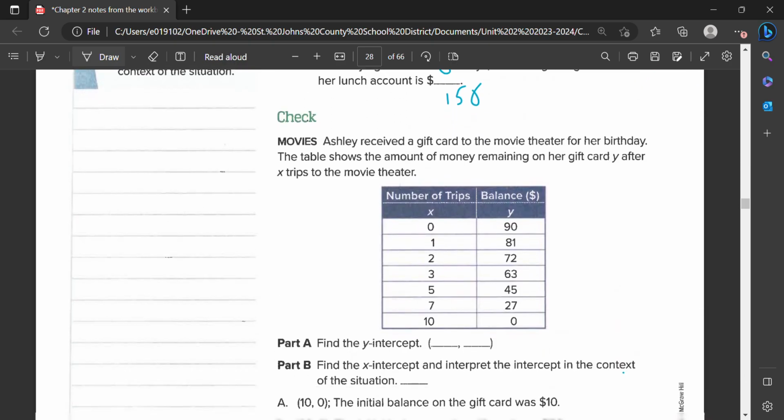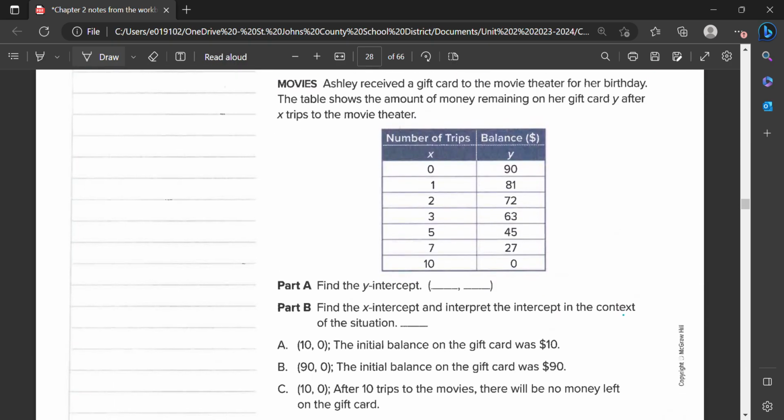All right, try the check. So you can pause the video and try it out yourself. All right, welcome back. Here we go. So we find our two intercepts. The y-intercept is when x is 0. So x is 0, and we get 90. It didn't really fit inside that for me, so I just wrote 90 to the side, but it's supposed to go inside that parentheses right there.